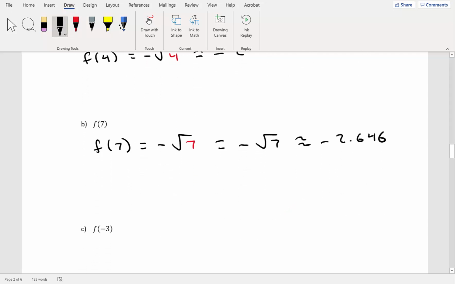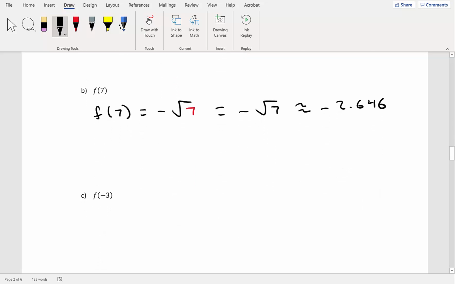We have one more. Now f of negative 3. So f of negative 3 is equal to negative square root of negative 3. Now be careful in this situation. Square root is not the same as parentheses, where if you have negative and then parentheses negative 3, this becomes positive 3. It doesn't work like that with square roots. Since square root is an actual operation, you have to do the square root part first.